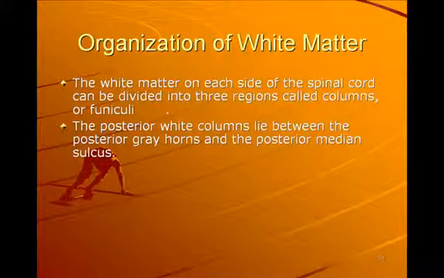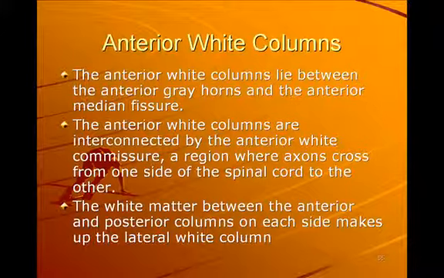The white matter on each side of the spinal cord is divided into three regions called columns or funiculi. The posterior white columns lie between the posterior gray horns and the posterior median sulcus. The anterior white columns lie between the anterior gray horns and the anterior median fissure. The anterior white columns are interconnected by an anterior white commissure, a region of axons that cross from one side of the spinal cord to the other. The white matter between the anterior and posterior columns on each side makes up the lateral white column.